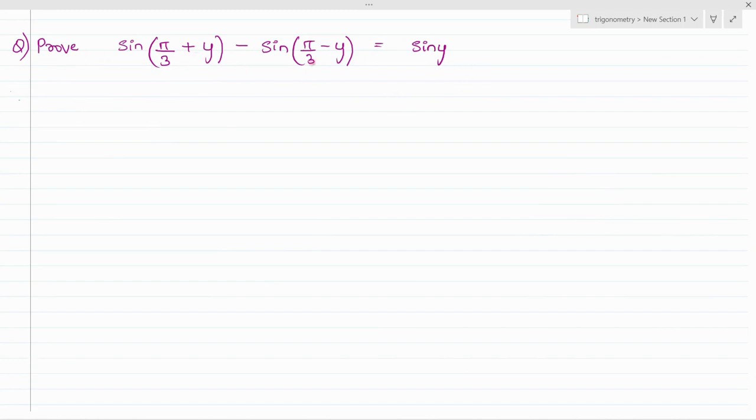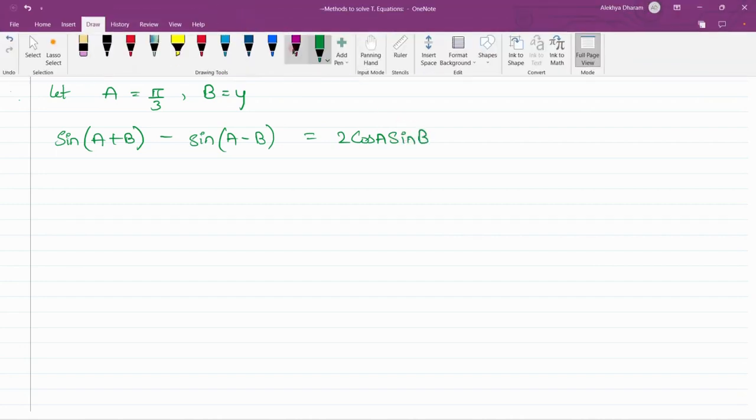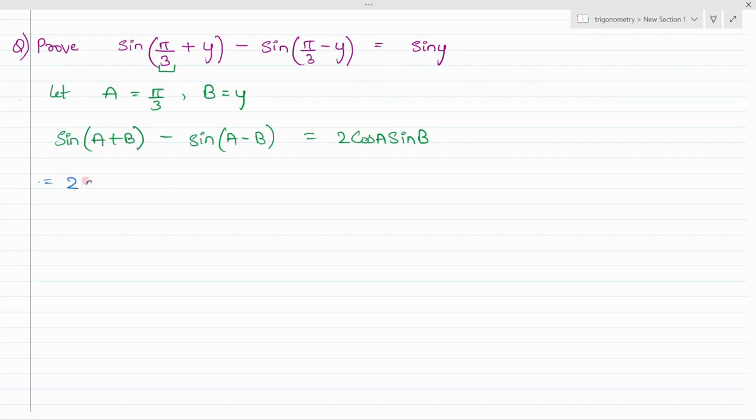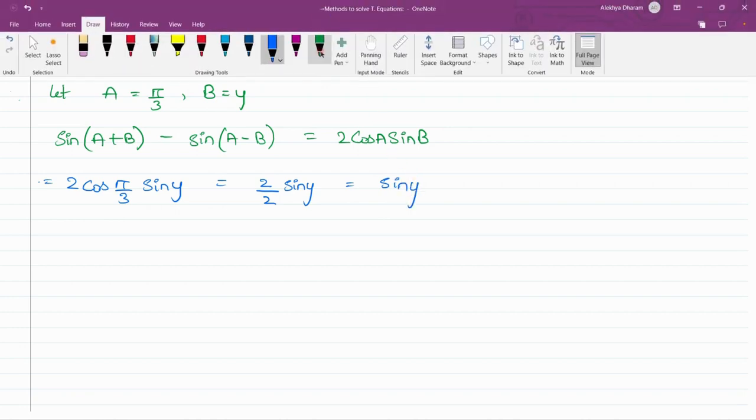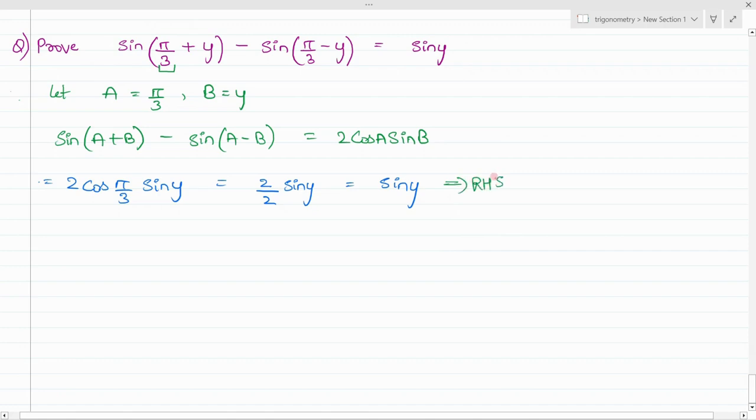In this question, we need to prove LHS is equal to RHS. And if you observe, on the LHS side, assume A is equal to pi by 3 and B is equal to y. Why? Because it is in the form of sine A plus B minus sine A minus B. So the formula is sine of A plus B minus sine of A minus B is nothing but 2 cos A, first comes the cos, next sine B. So just use this formula and substitute the values. So it becomes 2 cos A, A is pi by 3, sine B, B is nothing but y. So cos pi by 3, cos 60 is nothing but half, sine y. So the required answer is sine y. In this way, we'll get the required RHS to this question.